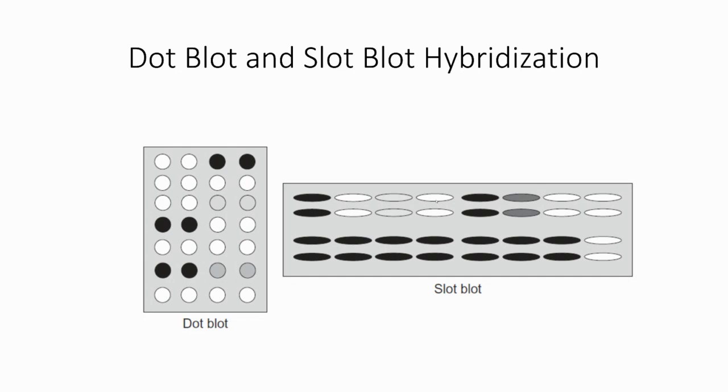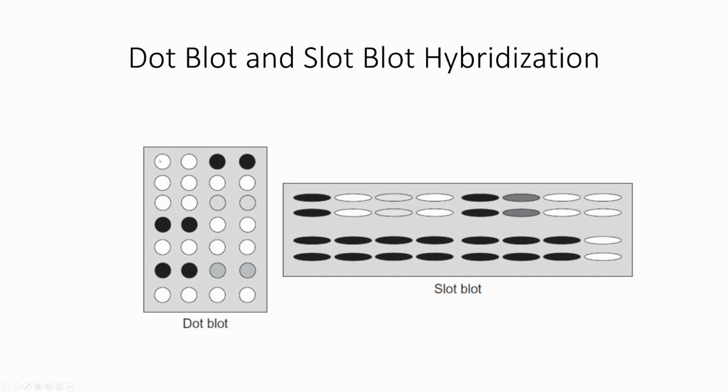And from that individual hybridization, slowly they develop into this dot plot and slot plot hybridization. So for this dot plot, slot plot hybridization, basically, you can have a sample, all right? One sample applied to the whole membrane, and then use different probes, all right? Different probes to identify the presence of different targets.